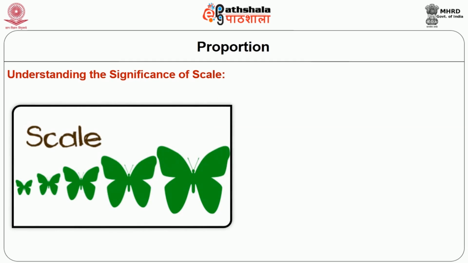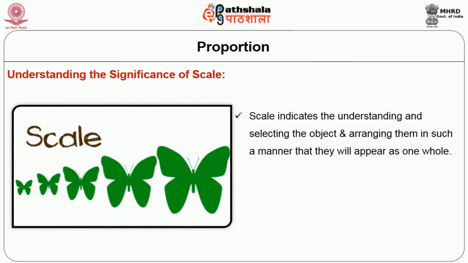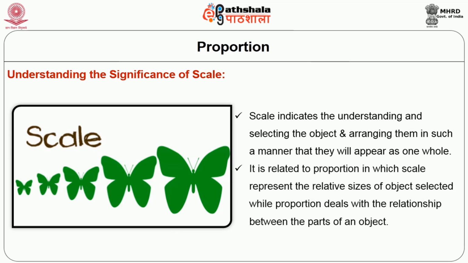Understanding the significance of scale. Scale indicates the understanding and selecting of objects and arranging them in such a manner that they will appear as one whole. It is related to proportion, in which scale represents the relative sizes of objects selected, while proportion deals with the relationship between the parts of an object.